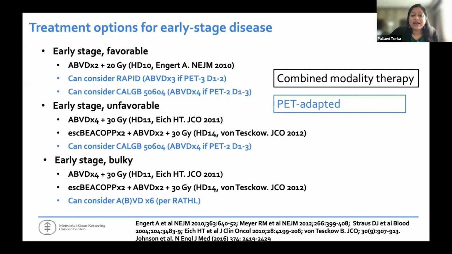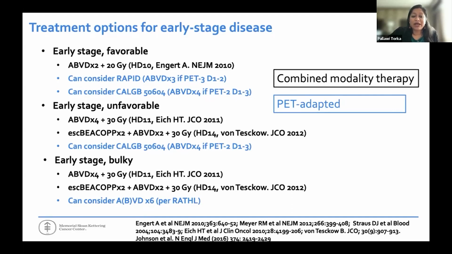In early stage unfavorable disease, you can either do 4 cycles of ABVD and 30-gray radiation. You can start with escalated BEACOPP and then de-escalate to ABVD with 30-gray of radiation. Or you can do CALGB 50604, which is just the same thing: if your PET is negative, you do ABVD times 4.